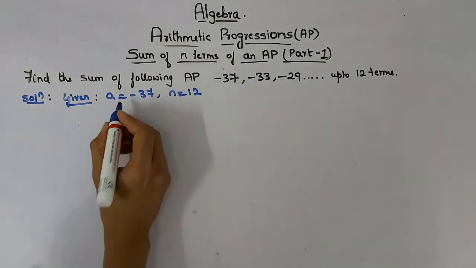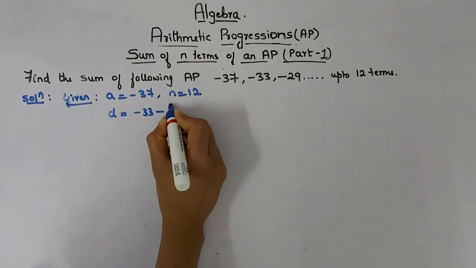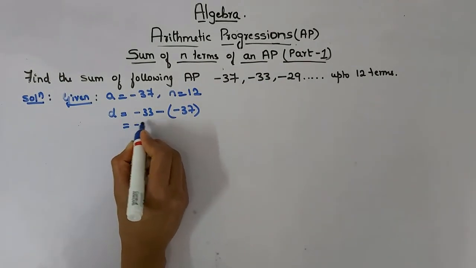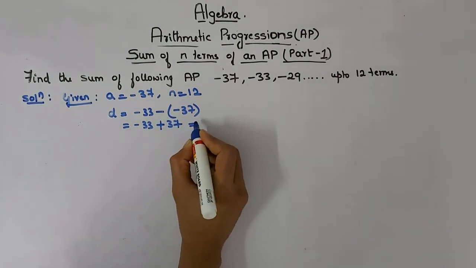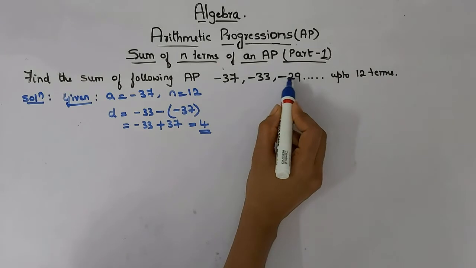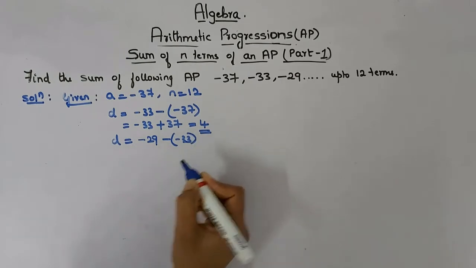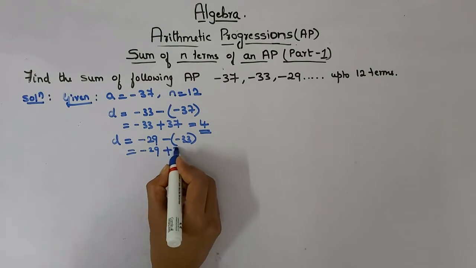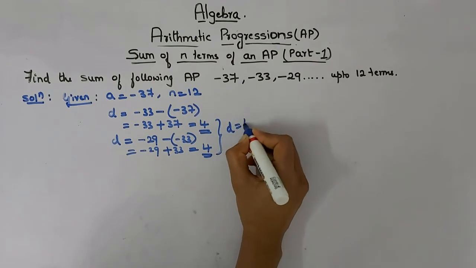And your common difference d is equal to minus 33 minus (minus 37), that is a2 minus a1, which is equal to minus 33 plus 37, which gives you 4. Similarly, when you see the common difference between minus 33 and minus 29, minus 29 minus (minus 33) is equal to minus 29 plus 33, which is nothing but 4. So your common difference is 4.